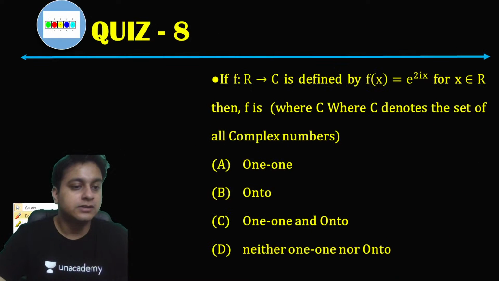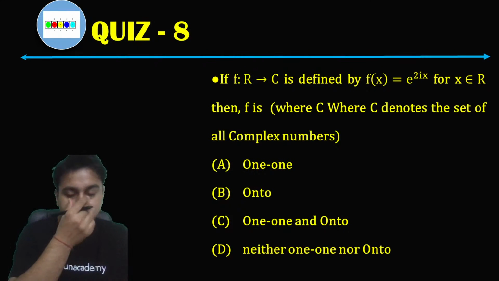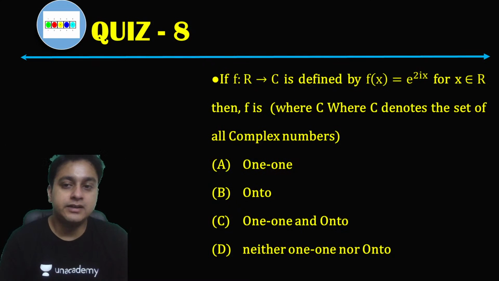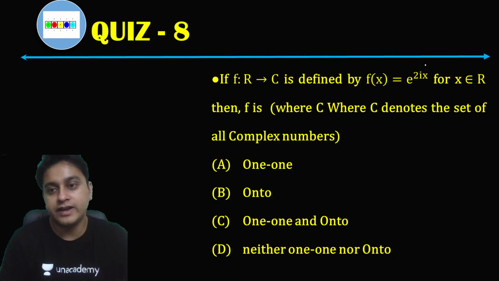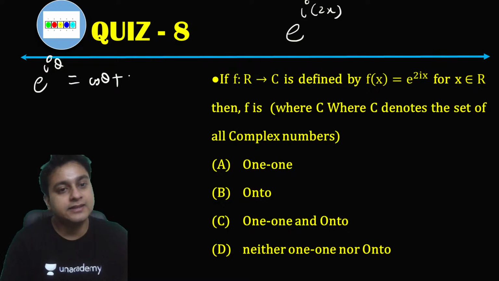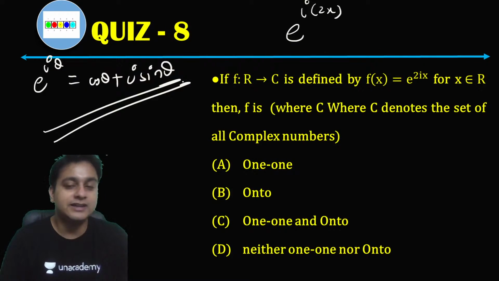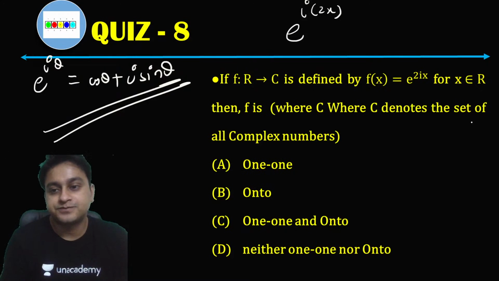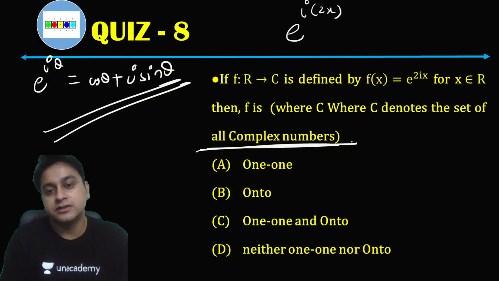This is a good one. Let's see how many of you can crack this one. So it's going from real number to complex number set. F of x is equal to e power 2ix. I'll recommend you to write down e power i into 2x. Okay, I hope you guys know this formula. E power i theta equals cos theta plus i sin theta. Right? Euler rule, polar rule. I guess you guys know that. Where C denotes the set of all complex numbers.